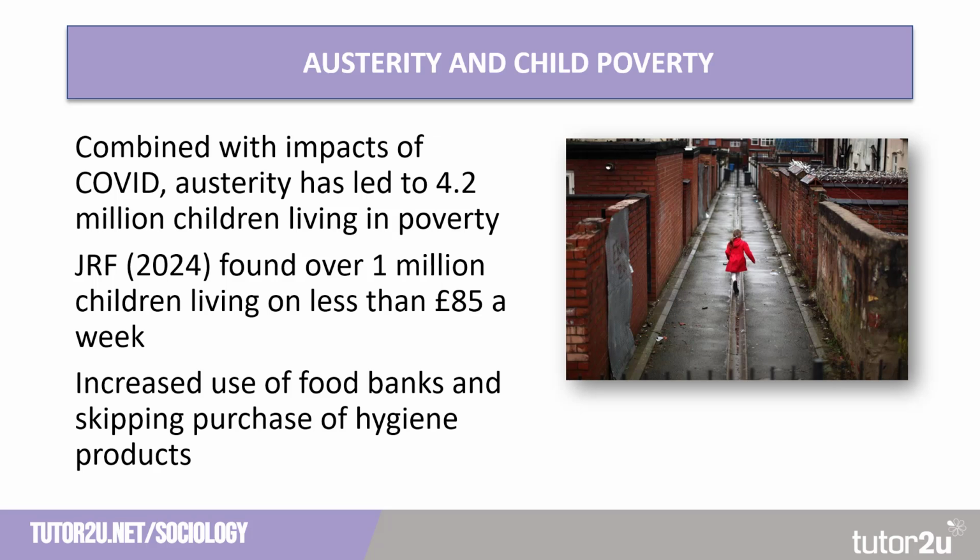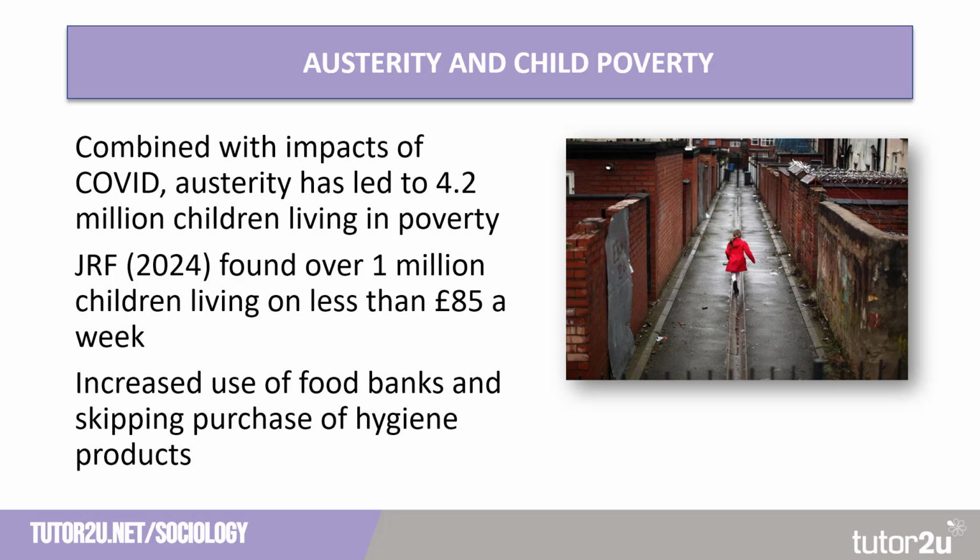The impacts of austerity were also compounded by the COVID pandemic and the sharp rise in the costs of living in the period thereafter. Recent estimates of child poverty sit at 4.2 million according to the Child Poverty Action Group, and the Joseph Rowntree Foundation in their annual report on poverty in the UK stated that over 1 million children live in a household with a disposable income, that is, money left over after the costs of housing and bills, of £85 a week. The current indicator for deep poverty is around £170 per week.